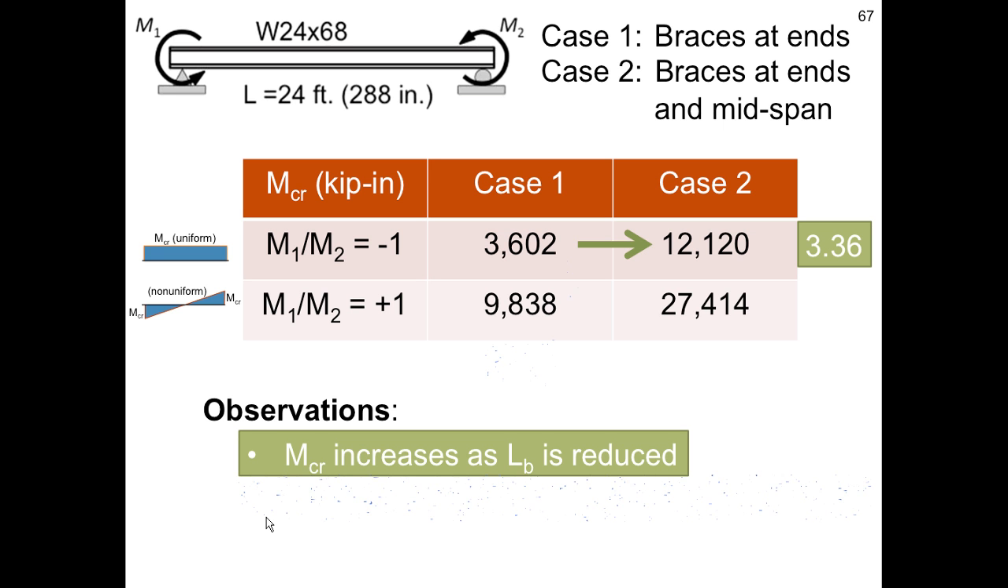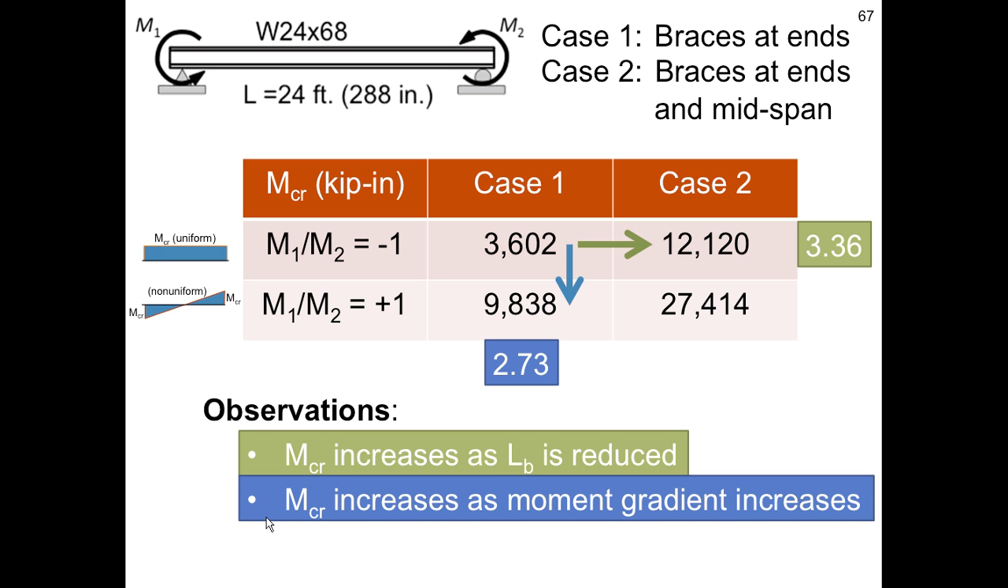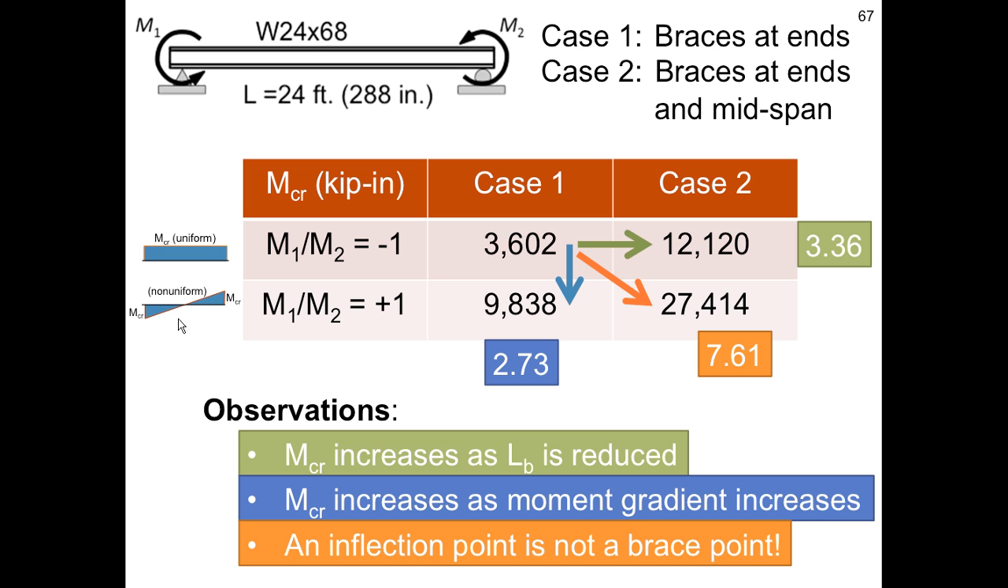The next one then was, what happened when we move from a uniform bending moment diagram to a non-uniform bending moment diagram? In doing that, life was good. We got an increase in capacity of 2.73, and that again is what that C sub B factor is intended for. So then the last one is what happens when you have a moment gradient, say in this case an inflection point at midpoint, and bracing. And that's where you go from 3,600 to 27,000, so a factor increase of 7.6.